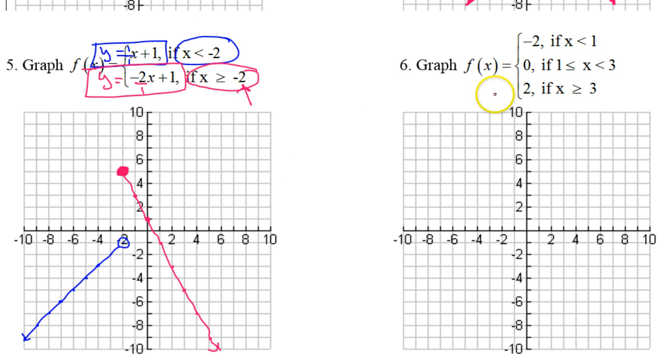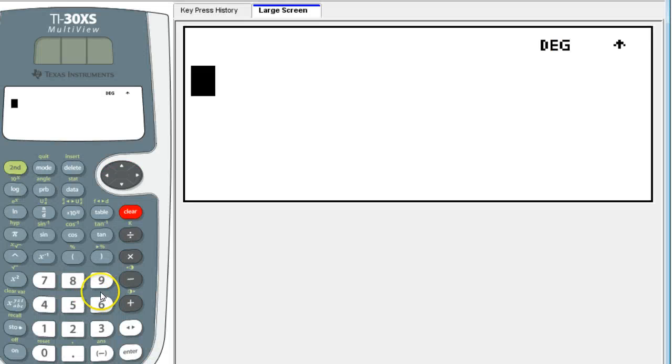Now let's go ahead and do, oh wait, I said I was going to show you how to do this on the calculator. So let's do that. Boom! This time I'm going to do the same problem using my TI-30 XS Multiview, which I love very much.